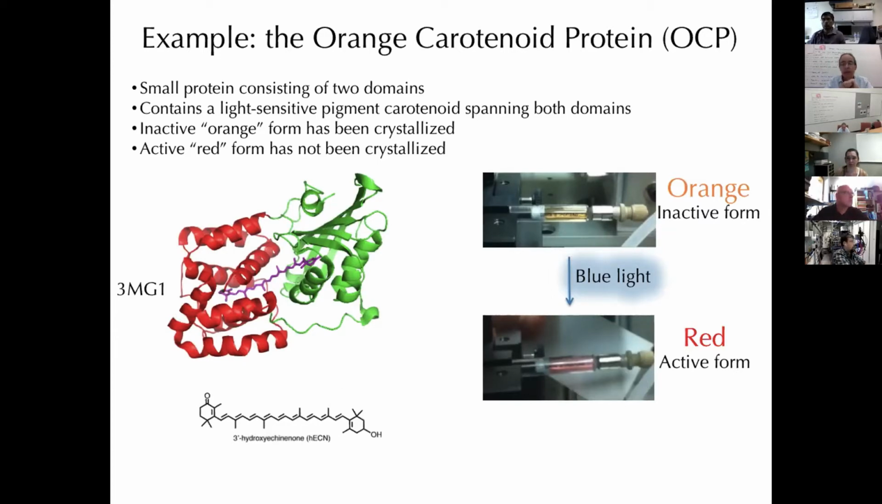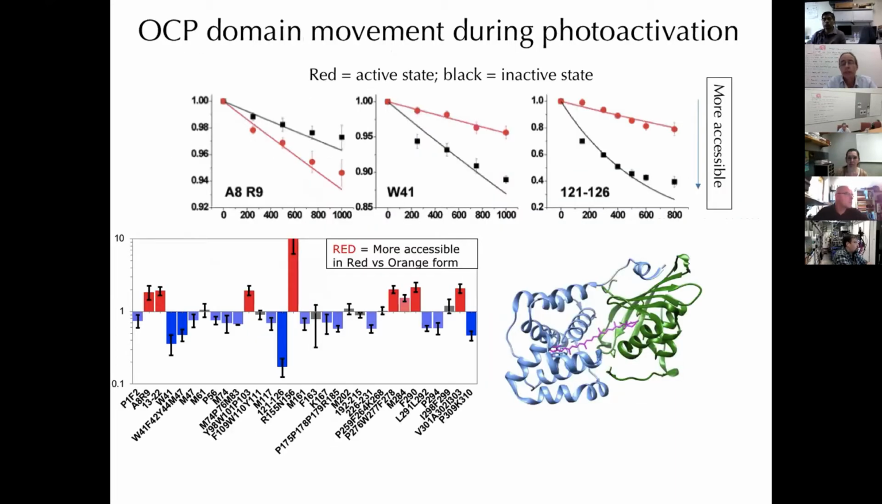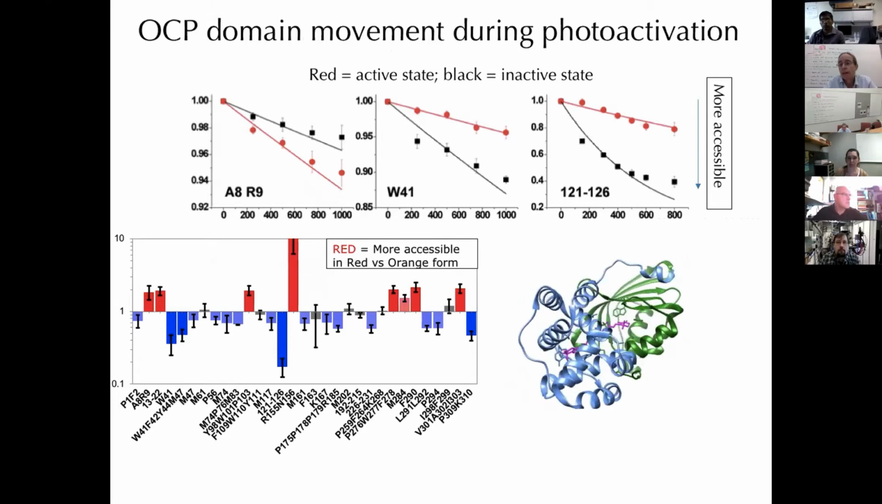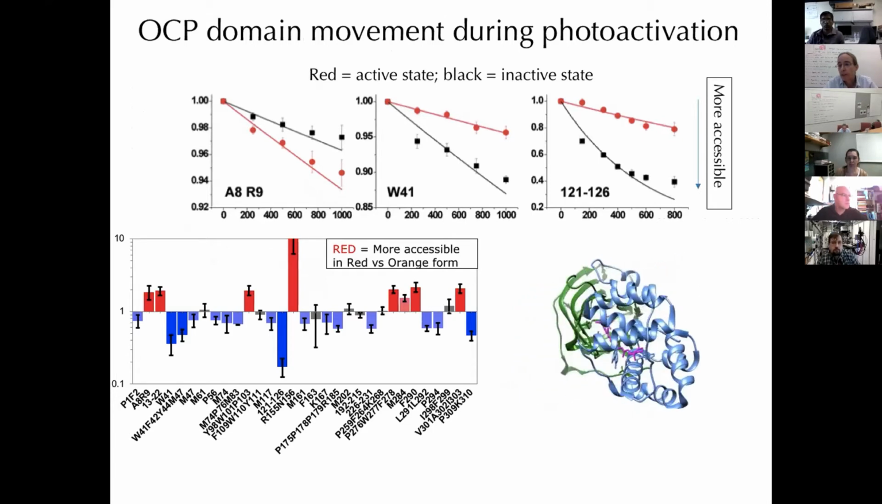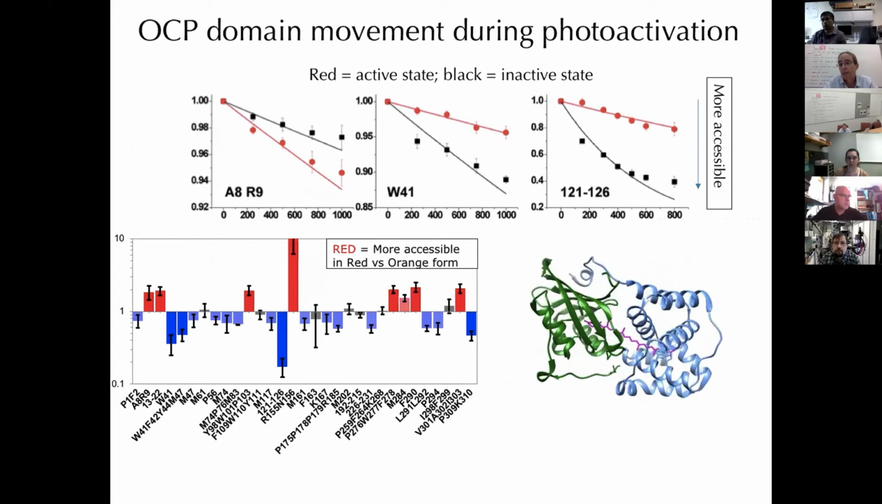So we've done a number of studies on this orange carotenoid protein, which is a pretty small protein. It's been crystallized in the inactive state, which I'm showing here, but not crystallized in its activated state. This is an example of some real data that we got when we looked at the active versus the inactive state of this protein. And you can see that if you look at the dose responses, some of the residues became more modified when the protein was photoactivated, and some residues became less modified.